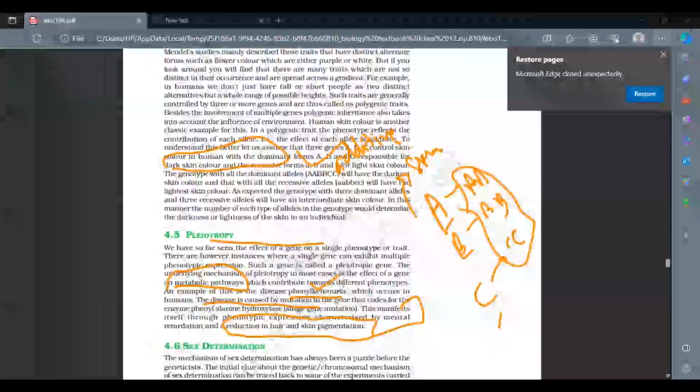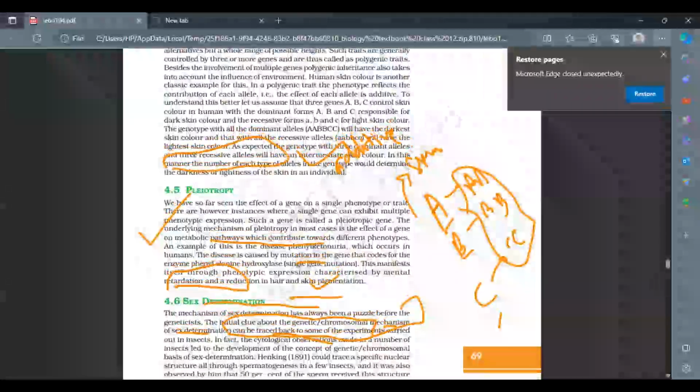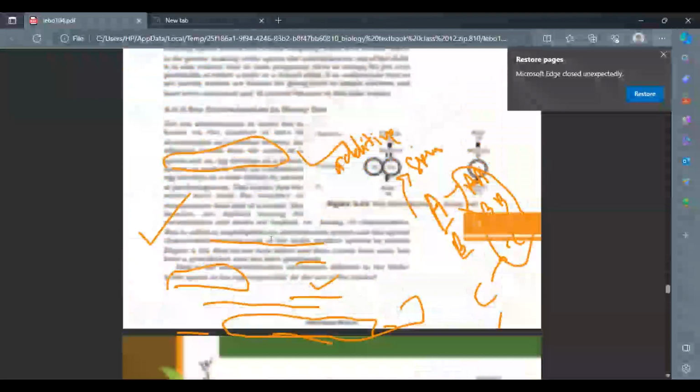Did you get my point? One disease is causing some other two effects also, that is, mental retardation and hair and skin pigmentation. A single gene is able to exhibit more than one character. That condition is known as a pleiotropy condition. So in a pleiotropy condition, we always give the example of phenylketonuria, okay?